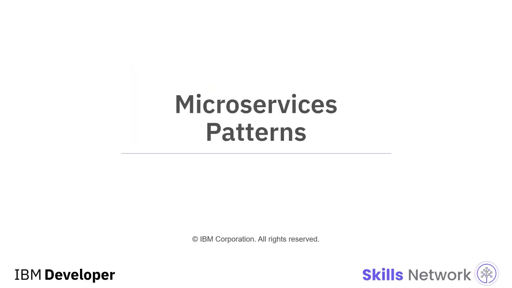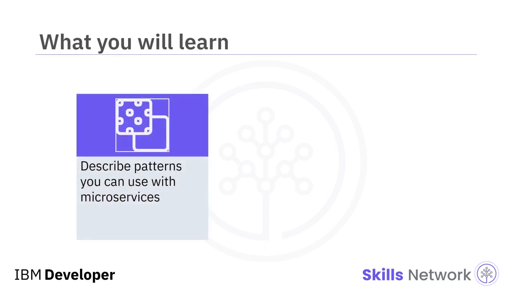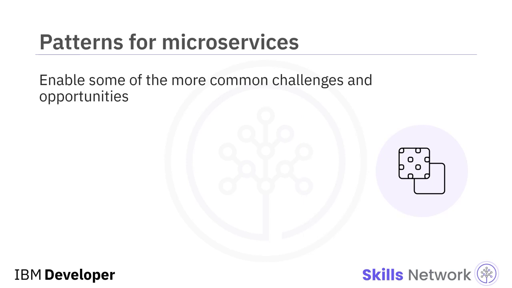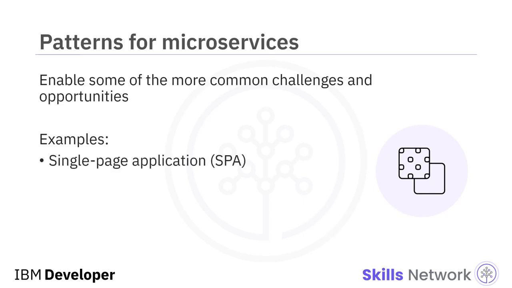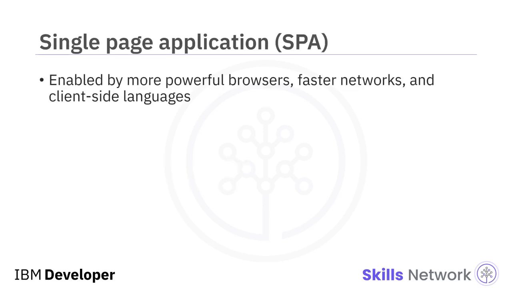Welcome to Microservices Patterns. After watching this video, you will be able to describe patterns you can use with microservices, and explain the usage of different patterns. Microservices have numerous patterns available that enable some of the most common challenges and opportunities. Examples are the single page application or SPA pattern, the back-end for front-end or BFF pattern, the strangler pattern, and the service discovery pattern.